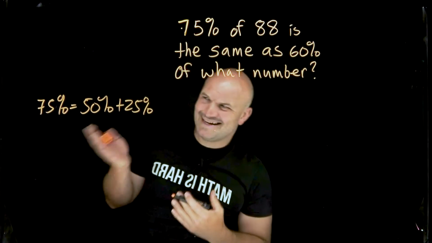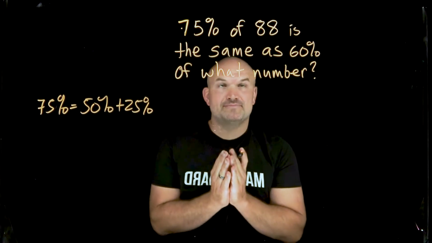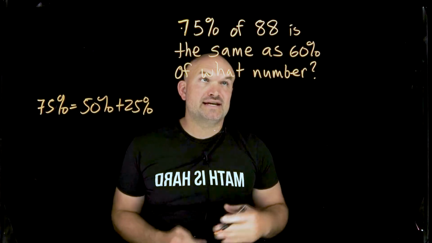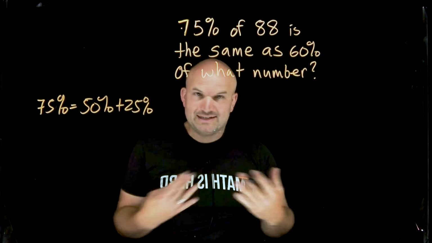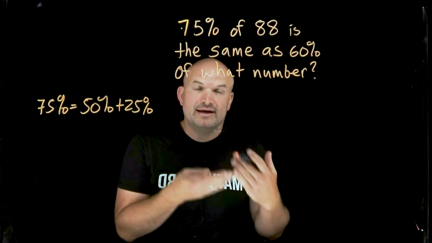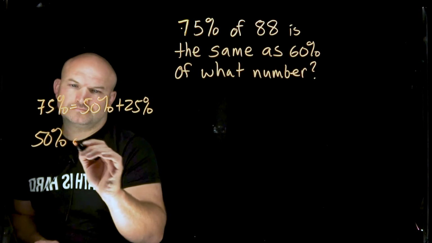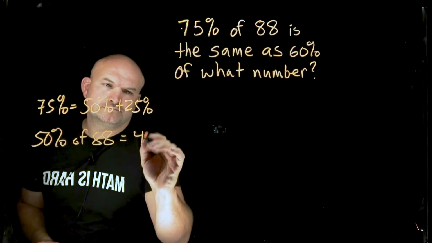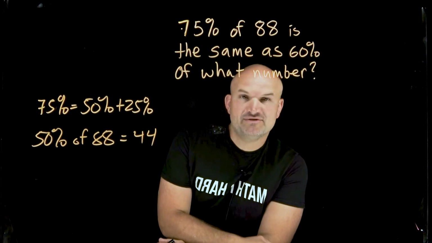Now, you might say that's kind of elementary, Mr. McLogan. I get that. But it's really, really important because here's the thing that I want you to understand. What is 50% of 88? Now, again, you don't need a calculator to think about that. 50% is basically like taking that number and multiplying it by 1/2. So we know that 50%, half of 88, is going to be 44.